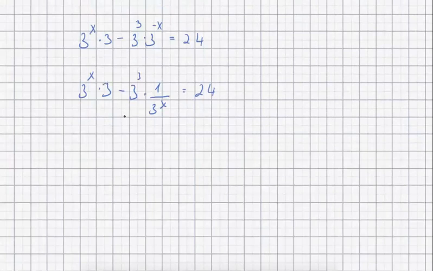I don't know. Okay, let's say this is something I found useful. Let's say you'd have a different equation. Let's say you'd have x times 3 minus 3 to the power of third, and then 1 over x equals 24. What would you do here?